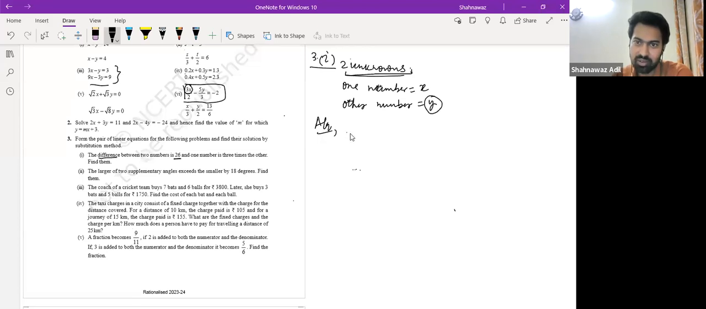X. Yeah, x minus y equals 26. So if you are saying that x minus y equals 26, then you are assuming that X is the larger number, right? So this is the larger, this is the smaller.